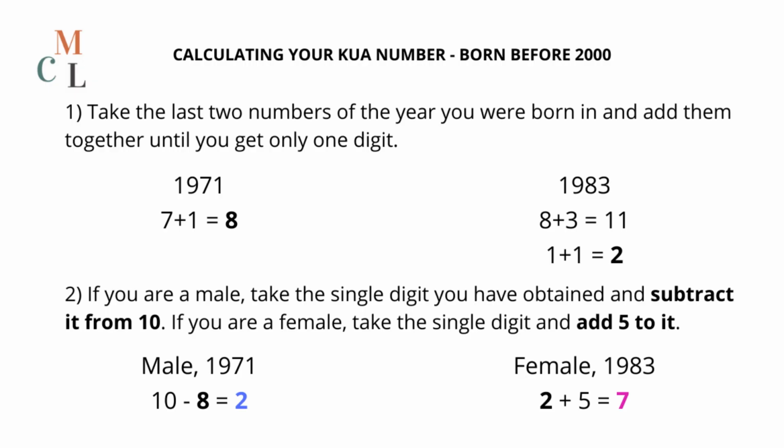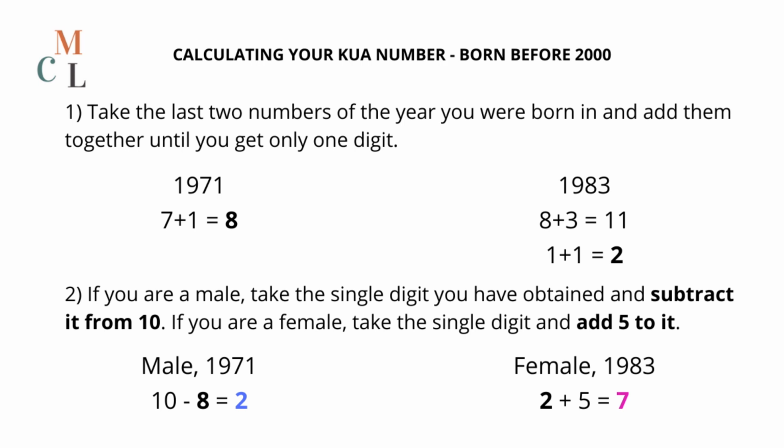So, here's how you can calculate your qua number if you were born before the year 2000. First, take the last two numbers of the year you were born in and add them together. If you get a two-digit number, reduce it down further to a single digit. For example, if you were born in 1971, you get 8, but if you were born in 1983, you will get 11, which should be reduced to 2.